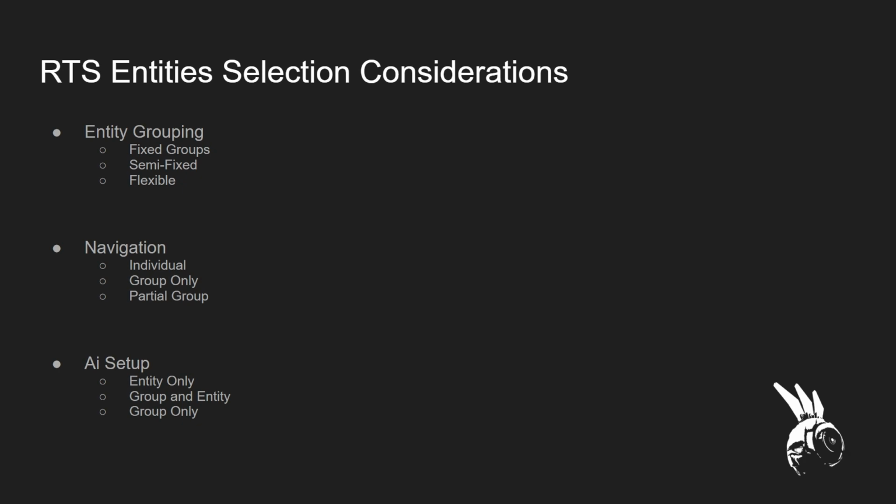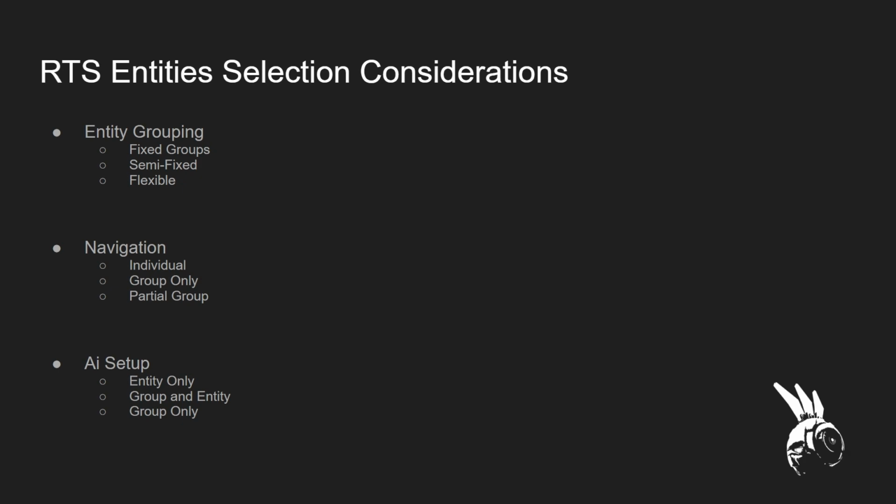For myself, I'm probably leaning towards more fixed groups, and maybe semi-fixed in the form of pressing Control 2 and you can group a bunch of stuff together to select it. Navigation is probably going to be group for me. The priority for me would be to move as groups, not individuals, but I do want to have the ability to move individual units. It's going to be a crossover there for me as well. And then AI setup, mine's definitely group and entity. I'm going to have some sort of state machine on the group to track the group behavior and combat modes and whatever else.